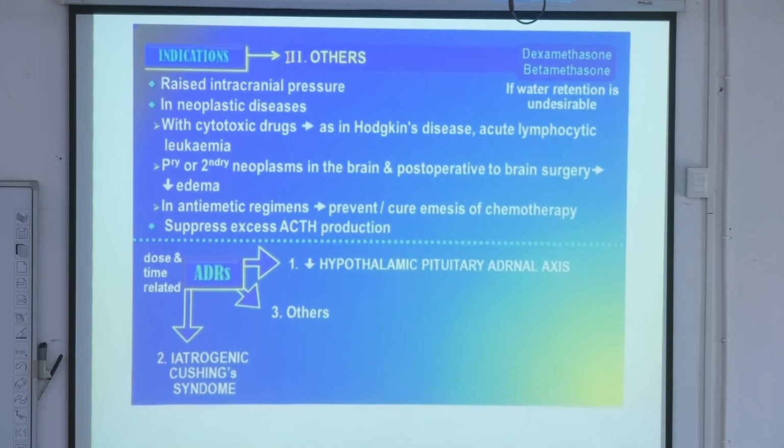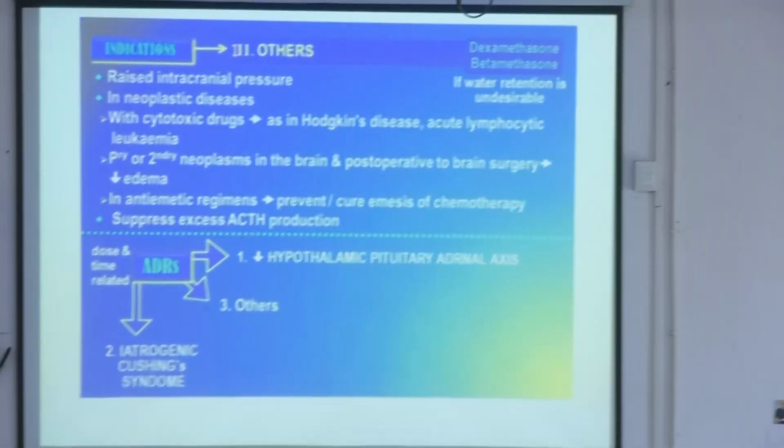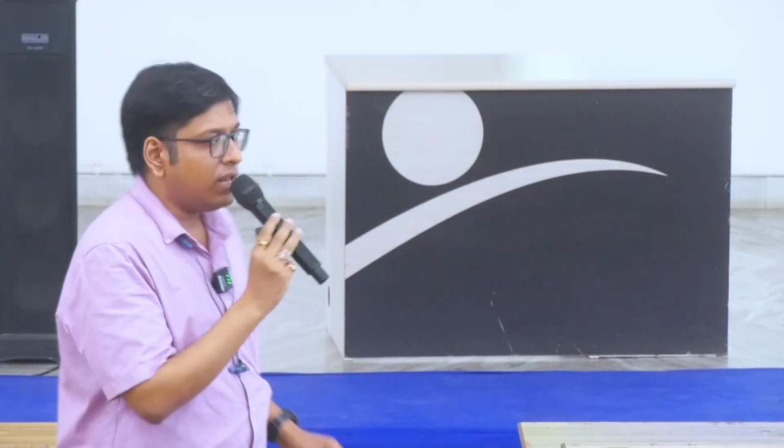Raised intracranial pressure. Many times following a head injury, there is a raised intracranial pressure. Okay? Or due to some tumor, there can be edema, and that can also lead to raised intracranial pressure. In those conditions, glucocorticoids are used to reduce intracranial pressure, and they are also used in chemotherapy for treatment of certain types of cancers. Okay? They are also used in chemotherapy as anti-emetic agents. So they are used as a part of chemotherapy to treat certain tumors, but they also are used in chemotherapy to reduce vomiting. Okay?